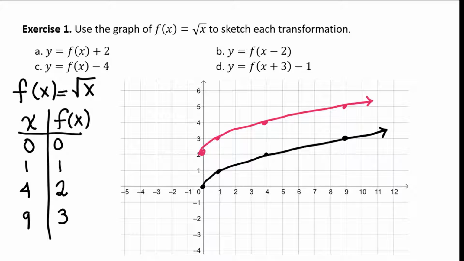Part B, y equals f of the quantity x minus 2. When the change happens to the argument, the stuff inside the parentheses, then your shift is horizontal. The minus 2 means you go to the right 2 units, so we'll start with the base function, and each point I plotted, I'll move it to the right 2 units. Knowing the basic shape of the graph, I'll connect it, and there is my graph that's shifted to the right 2 units.